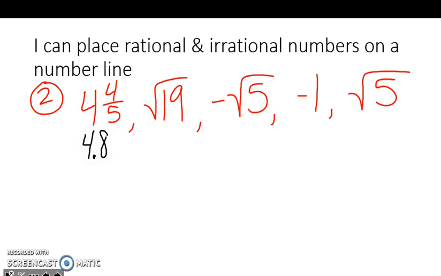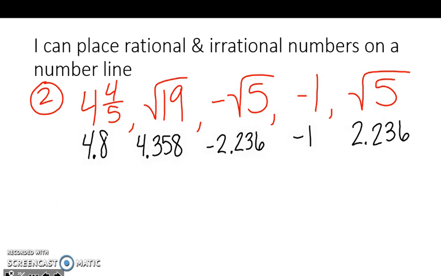Square root of 19. It's irrational because it goes on forever and ever. So write down to the hundredths place. Negative square root of 5. So we get negative 2.236. Negative 1 is already good. And then positive square root of 5 is going to be 2.236. Make your number line.